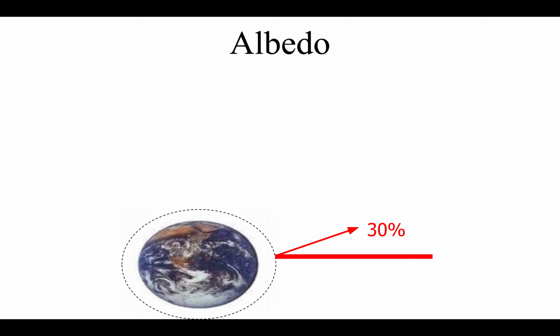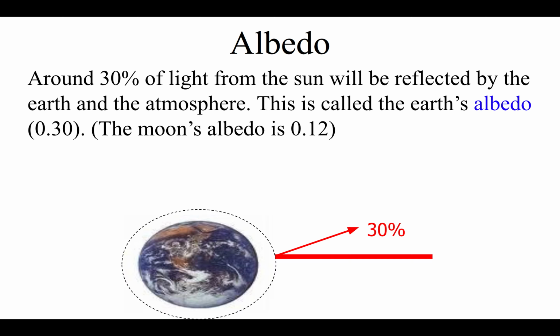Okay, so let's talk about albedo for a second. About 30% of the light from the sun is going to be reflected by the Earth and the atmosphere. So 30% of this light is just never going to arrive on the planet. It's going to bounce right off. So this gives then the Earth's albedo factor, which is about 0.3.